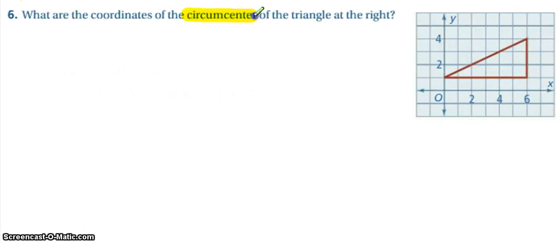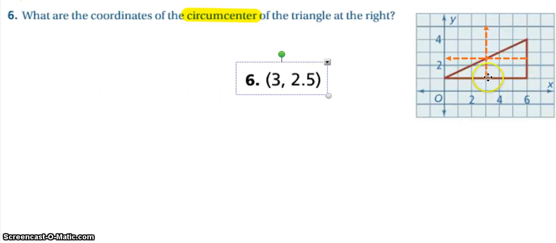So number 6 is asking us for the circumcenter for the triangle at the right. You have to remember that the circumcenter deals with the perpendicular bisectors. So go ahead and try to figure that out. Again, this is a right triangle, so my circumcenter will fall on the hypotenuse. So I use the perpendicular bisectors of my legs and see that that circumcenter point is at 3, 2.5.